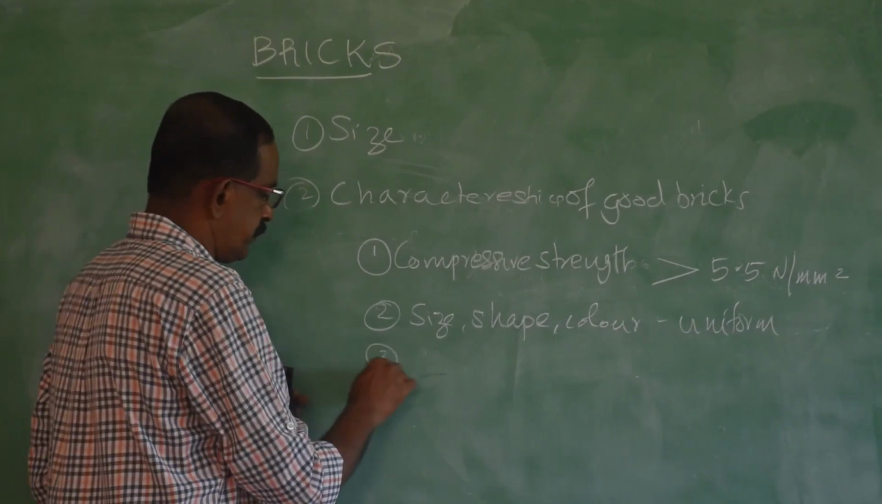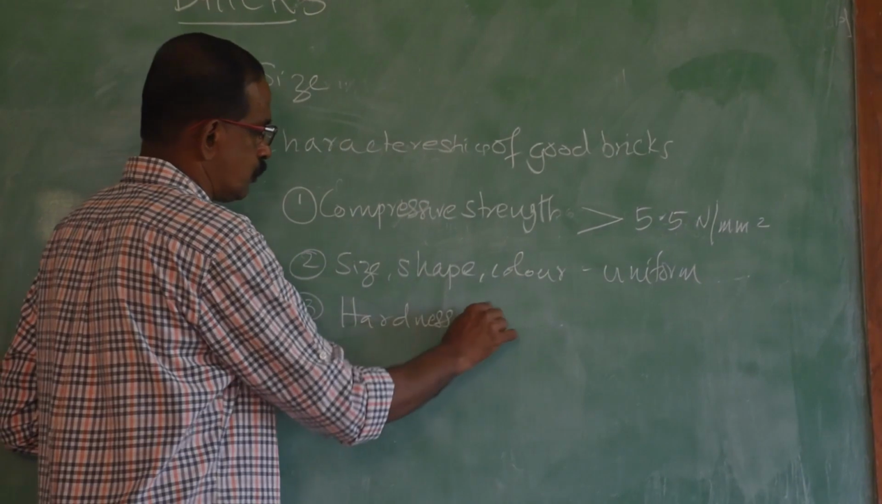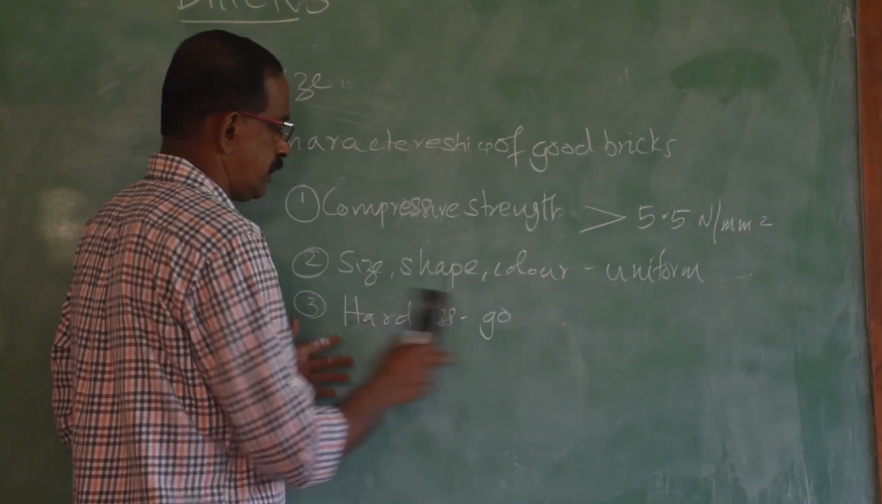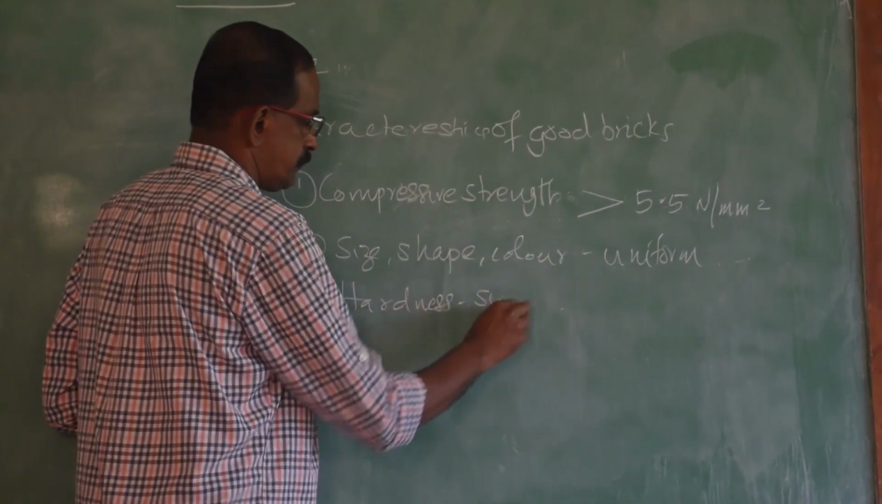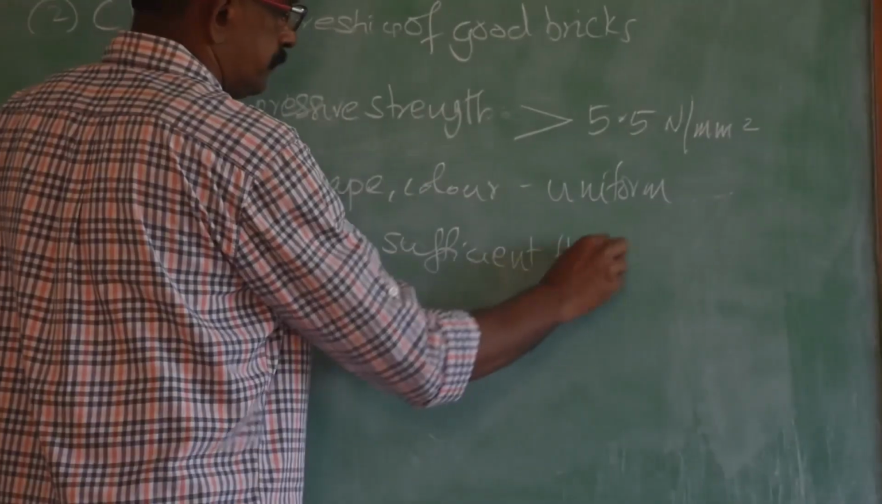Third property, hardness. A good brick should have sufficient hardness.